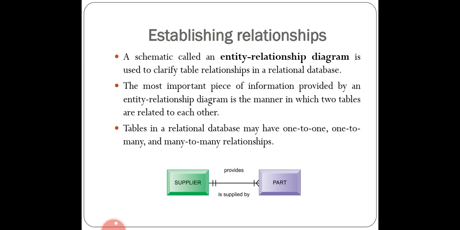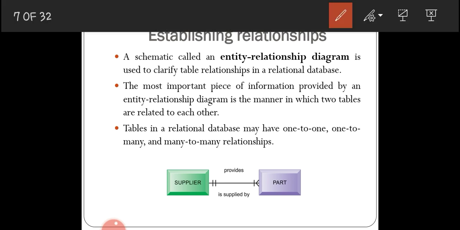Now let us talk about a kind of diagram that we call entity relationship diagram. This is a schema that is used to clarify table relationships in a relational database. That means you can have two or more entities that relate to one another. As I told you, we can have, let's say, an entity called the student, and another entity called the course. And then you can have a relationship that says student takes a course. So this kind of diagram, we call it the entity relationship diagram.